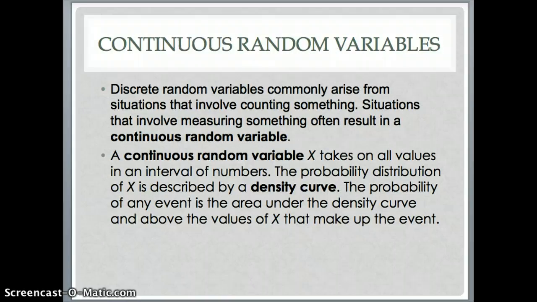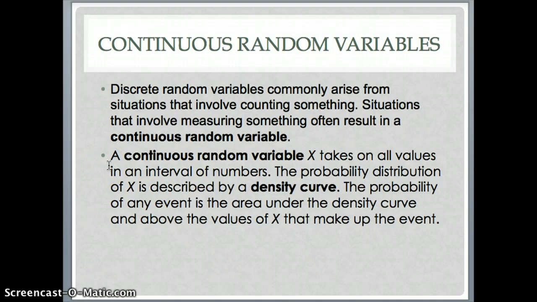Remember I said in class that we think of them as countable. So it's 1, 2, 3, 4, 5. Continuous random variables are not really going to be countable for us. Situations that involve measuring something often result in a continuous random variable. Discrete random variables are going to have gaps or interruptions, so 1 all the way to 2. But continuous random variables won't have that gap, so it's everything in between.